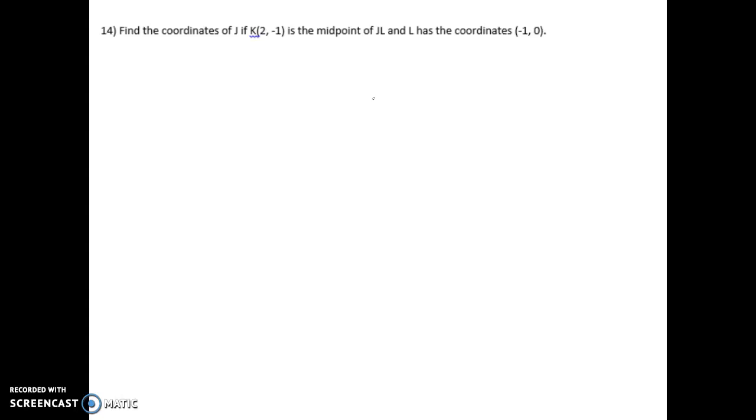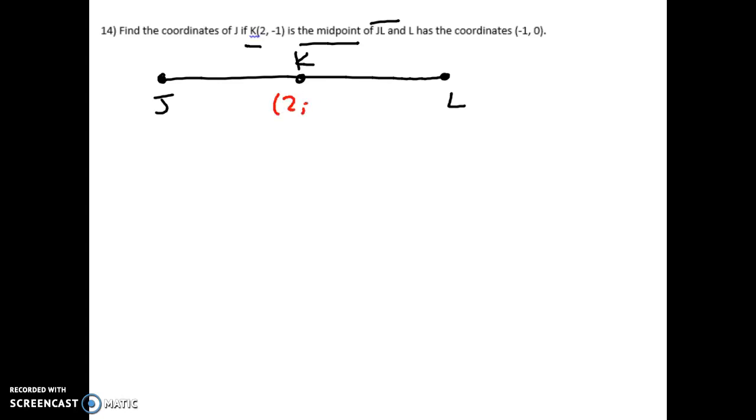Number 14 says, find the coordinates of J if K, at (2, -1), is the midpoint of JL, and L has the coordinates of (-1, 0). So I'm going to do my line, and you should too. It says midpoint of JL, so I know this is J, I know this is L, and K is the midpoint. Whenever you say blank is the midpoint, go ahead and label that right away. I know these coordinates already. I have (2, -1), and L has the coordinates of (-1, 0). That means I'm missing an endpoint.